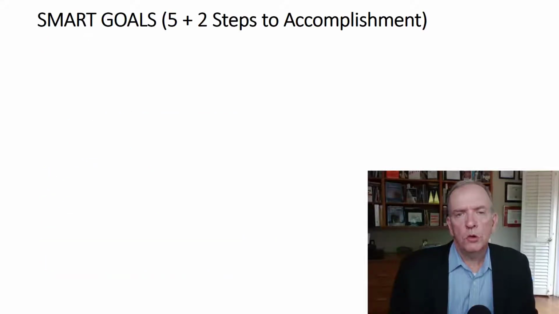So SMART goals, as I mentioned, is an acronym, S-M-A-R-T: specific, measurable, attainable, realistic, and time-bound. So that's really 5 steps, and the other 2 steps that we'll talk about are number 1, a commitment to achieving the goal, and number 2, self-efficacy, which is really referring to confidence.